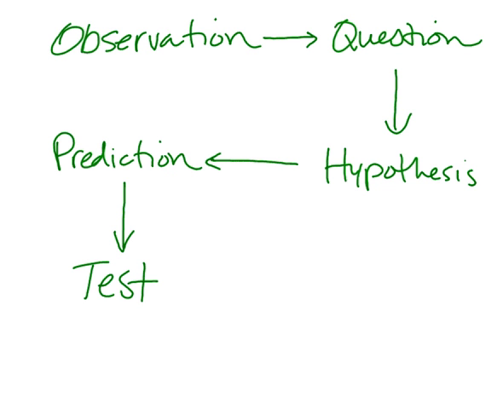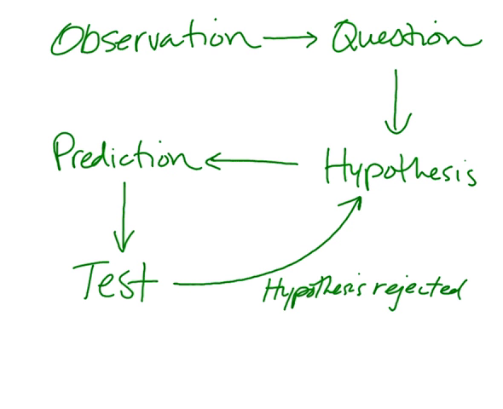So the test is going to have one of two results. One, it's going to reject the hypothesis. In that case, you would need a new hypothesis and then a new prediction and then a new test. Or it's not rejected, and you either go back to another observation and do more testing, or you just go ahead and draw a conclusion from your test. So that's the scientific method.